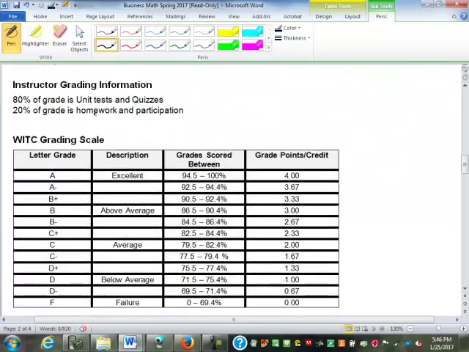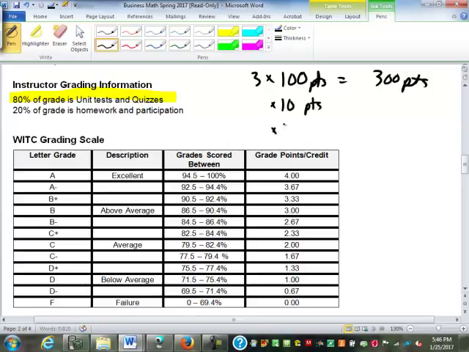Okay, grading. 80% of your grade in here is on the 3-unit tests and then the quizzes in My Math Lab. So your 3-unit tests are 100 points each. So that's 300 points. You have quizzes in My Math Lab that are 10 points each. And you have homework that's 2 points each. Homework, there are, I believe it's 13 homeworks and 11 quizzes.